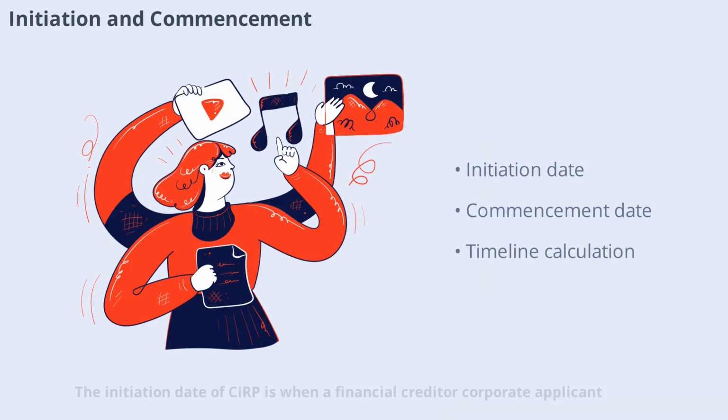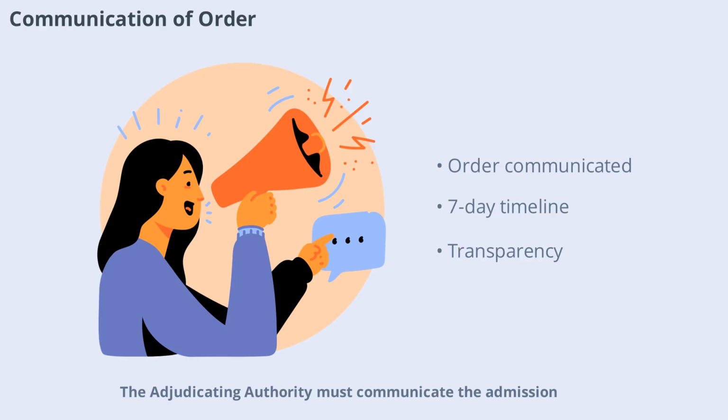The initiation date of CIRP is when a financial creditor, corporate applicant, or operational creditor makes an application to the adjudicating authority. The CIRP commences from the date of admission of the application. This distinction is important for calculating timelines and ensuring that all procedural steps are followed in accordance with the Code. The adjudicating authority must communicate the admission or rejection of the application within 7 days.